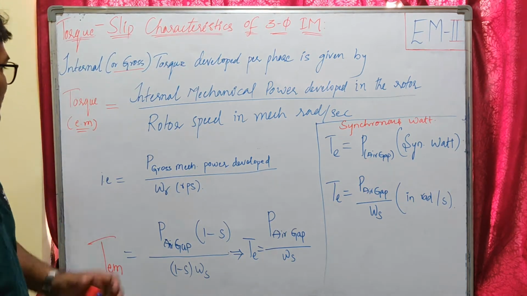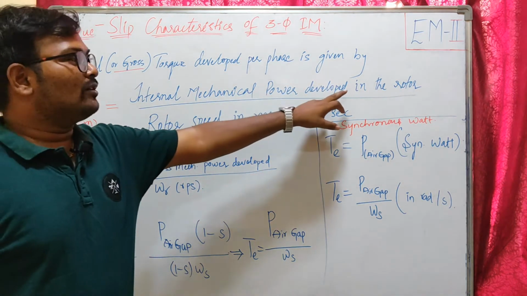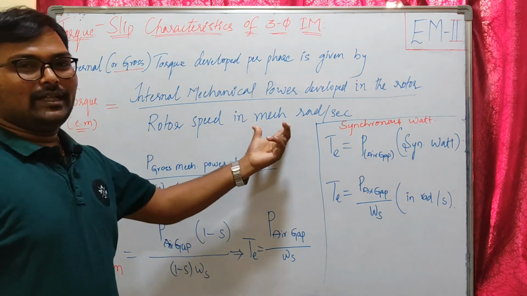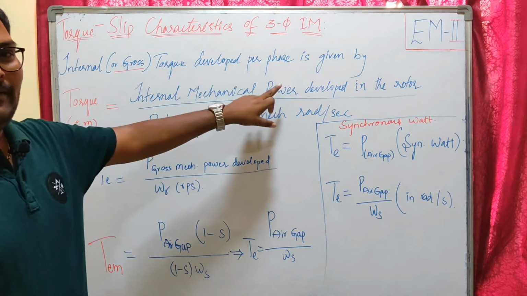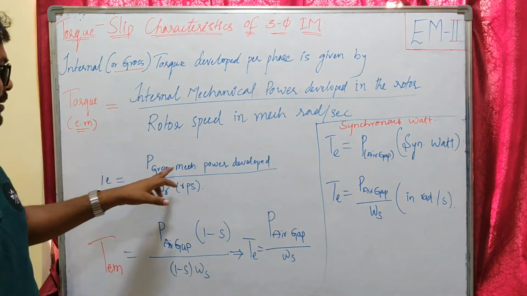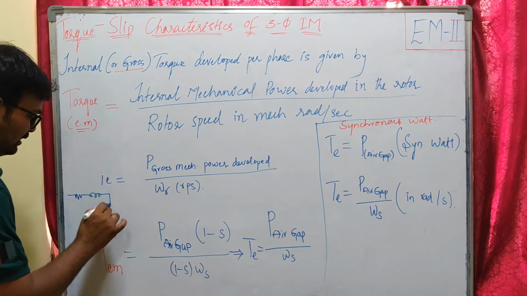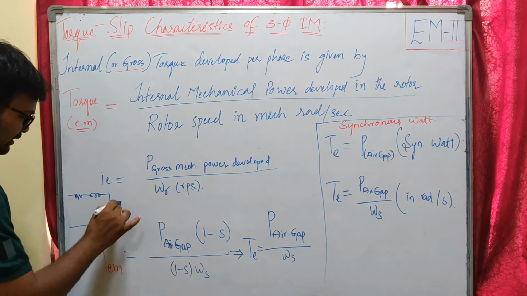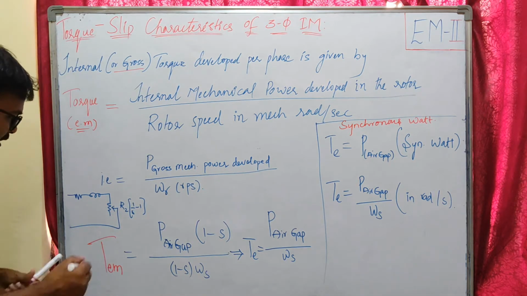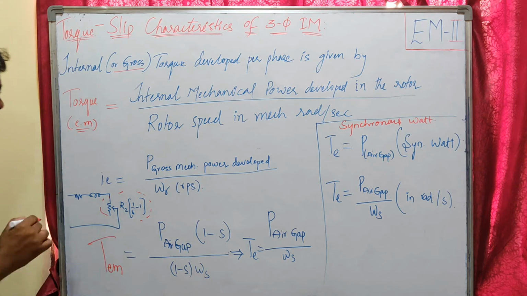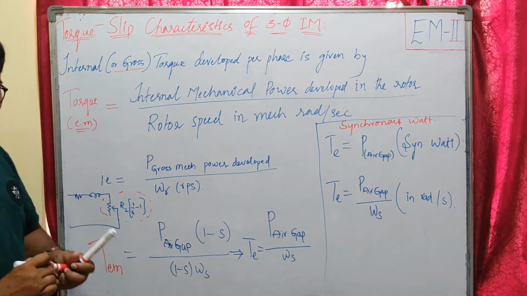Our electromagnetic torque expression is given by the internal mechanical power developed in the rotor divided by the rotor speed in mechanical radians per second. What is the internal mechanical power developed? I have already told you it is the gross mechanical power developed on the rotor. Let us consider the rotor equivalent circuit. This branch of our rotor is equivalent to our gross mechanical power developed.